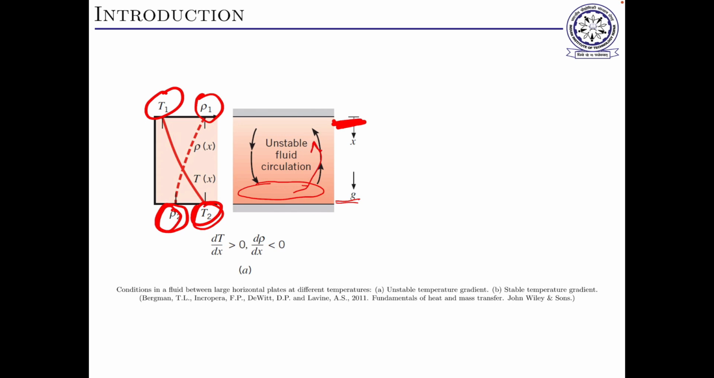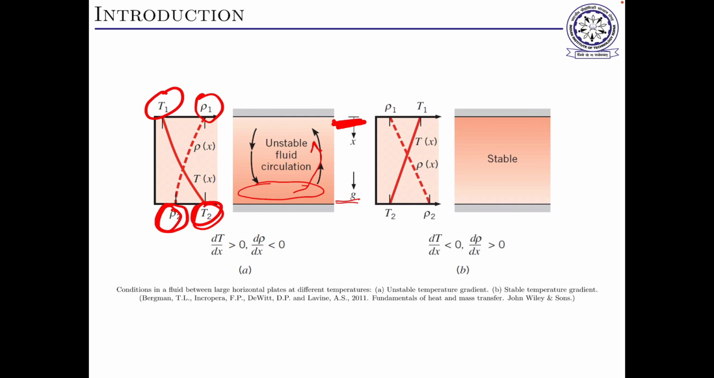So this is an unstable equilibrium sort of thing. Another example is where the bottom plate is cooled and the top plate is hot. Here, the density is less on the top. So this is sort of a hydrostatic arrangement. The heavy fluid is at the bottom, which is usually a stable thing.